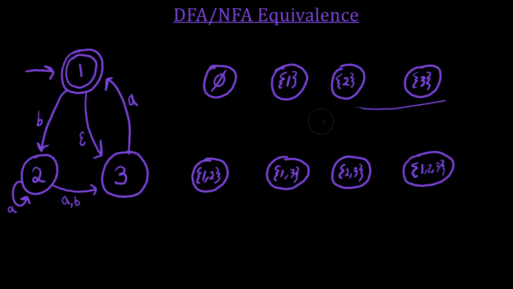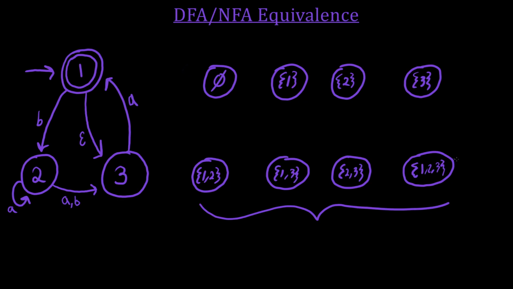Great. Now, the states on the bottom all correspond to situations in which we're in multiple states at the same time, right? So this bottom left state, which corresponds to the states 1 and 2, represents being in the states 1 and 2 at the same time. And then this next state here that corresponds to the states 1 and 3 represents being in the states 1 and 3 at the same time.